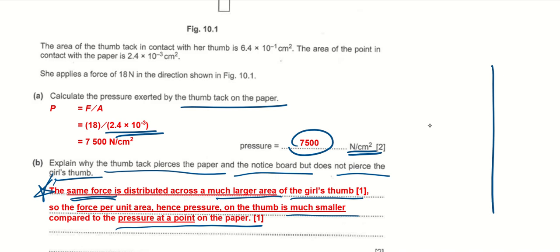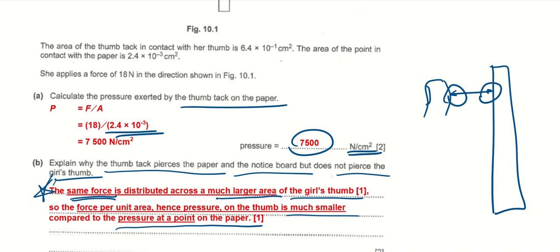So if let's say now this is the notice board and the girl uses a pin like that, will her thumb be pierced? Yes, of course, because now the contact area is the same, is equal and very small. So the pressure equals force over area. The area is decreased by so much, same force, the pressure will increase. So she will also pierce her thumb as well.